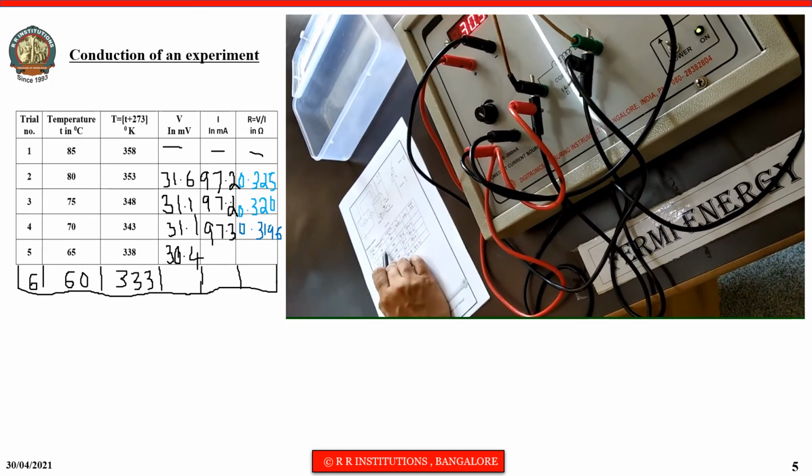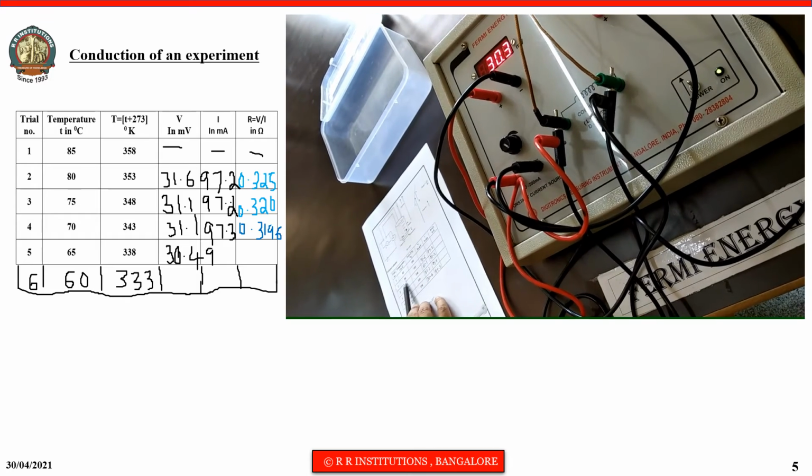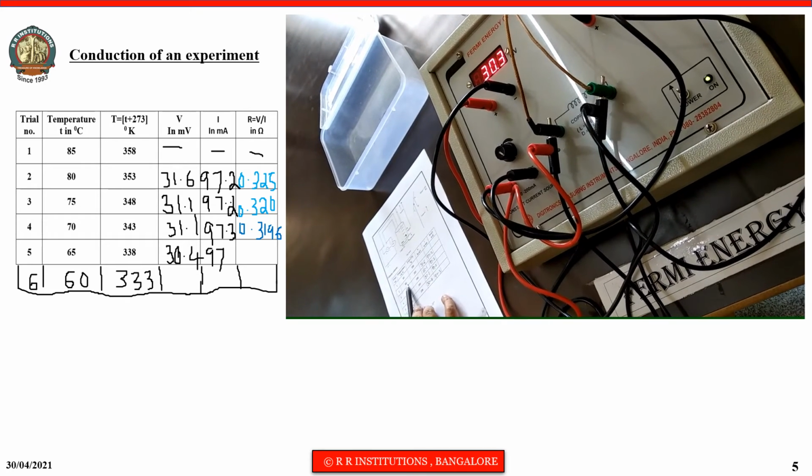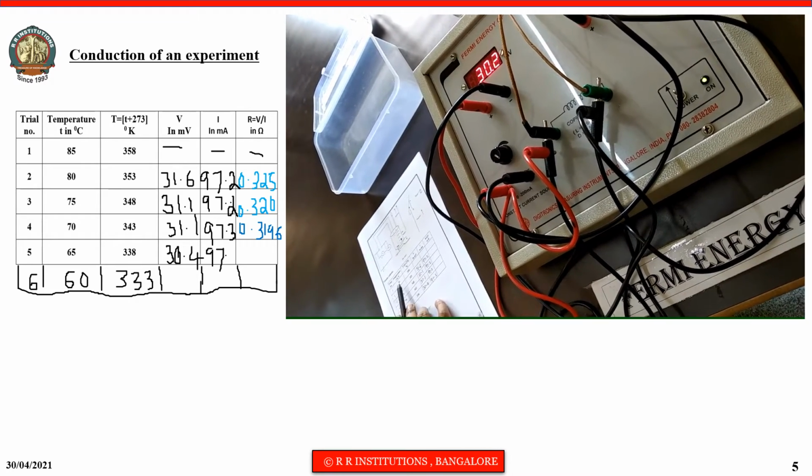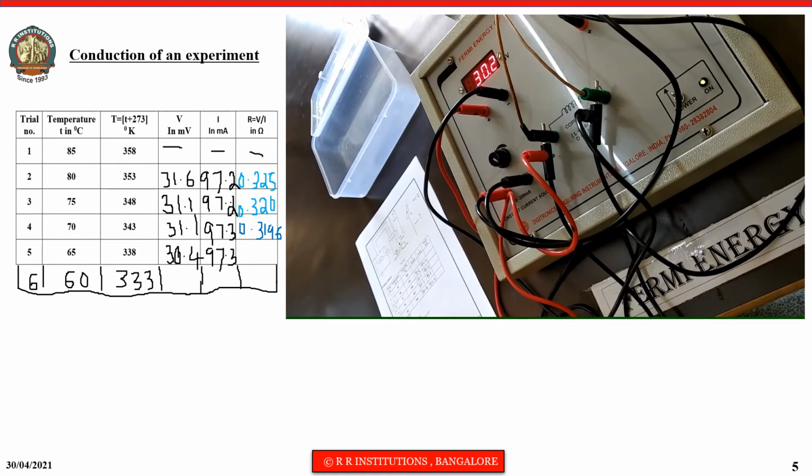If you start from 85, you can stop at 65, but the highest temperature achieved now was 83. So I could not take 85, so I will go down to 60 degree.